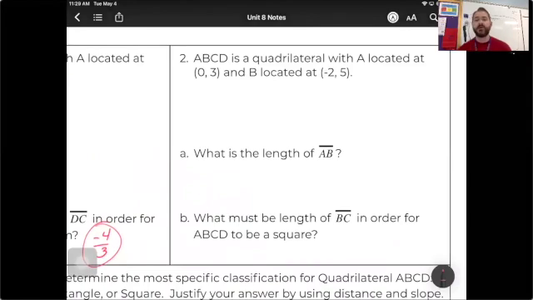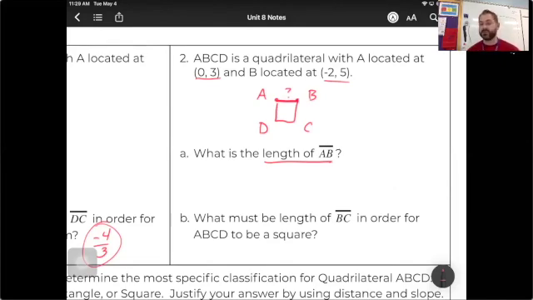On number 2, we're going to do the same thing. I'm going to have you pause the video in a minute and try this one on your own. You're doing the same thing, but this time it says what is the length of AB, and it's 2 new ordered pairs. You've got new coordinates here for A and B. So again, we're going to go from A to B to C to D in that order, and we want to know the length of AB. And then it asks what must be the length of BC to make this a square.